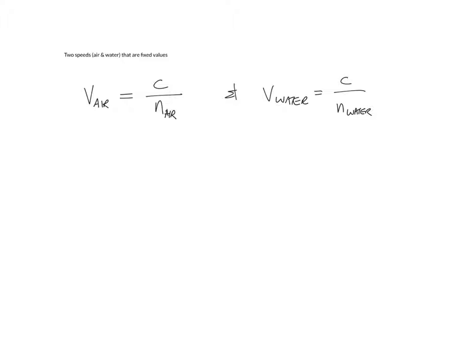So this number, or this letter N, is an index, okay, for a physical property of the material. So where N1 and N2 are just some way to encode whatever is different about the medium that light is moving through.